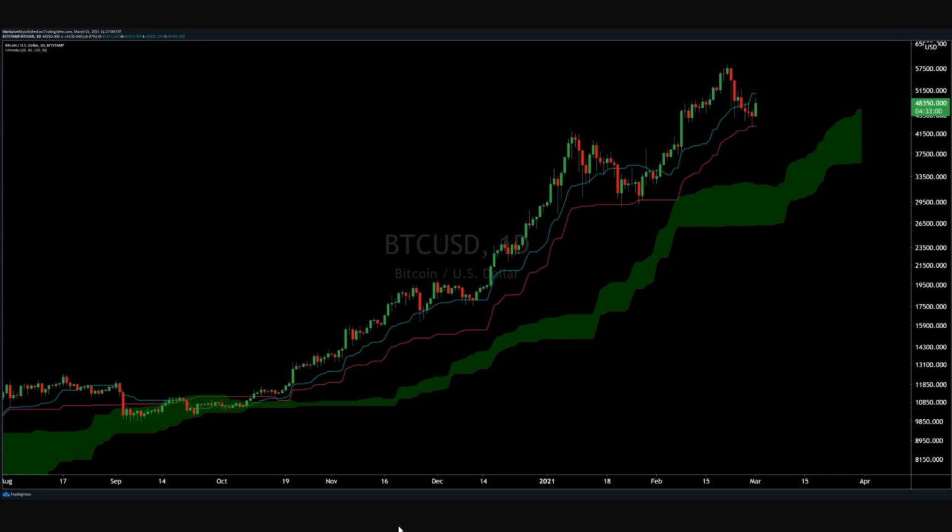But if we look at the daily, we've had two types of bullish bounces so far. We've had the Tenkan bounces in November, December, and we've had the Kijun bounce in early January. And once again, we're getting the Kijun bounce here, which is this red line. The blue line is the Tenkan.